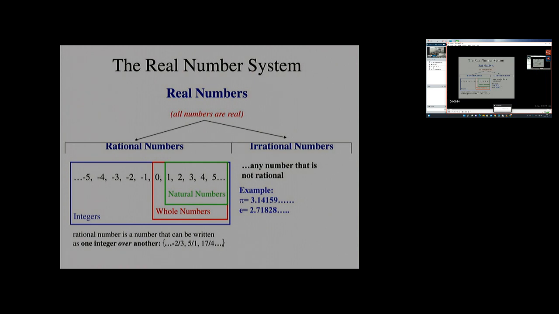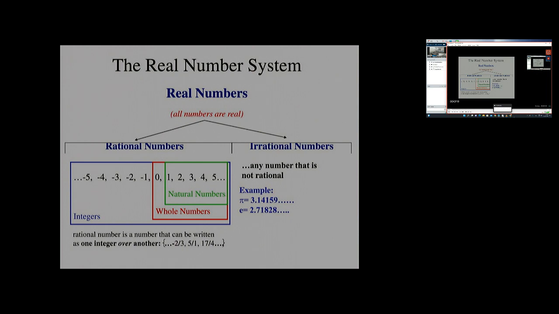Now another thing, look at here. What is this? Minus 2 by 3, 5 by 1, 17 by 4. What kind of numbers are these? What do you say these numbers? They are fractions. Do you know fractions? You study in middle school. 1 by 2. What kind of number is it? It is called a fraction. We call it fraction.